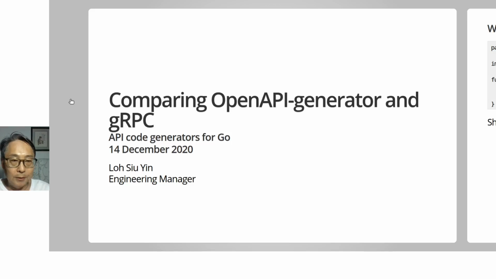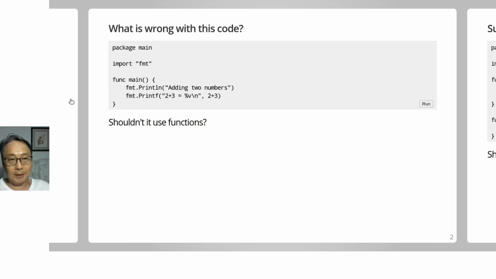Welcome. Today I want to talk about comparing generated code from OpenAPI-generator and gRPC and how they may be used with Go. Let's start at the very beginning.